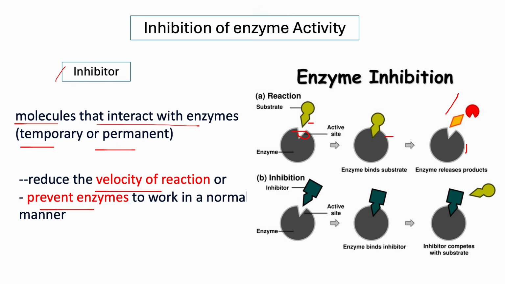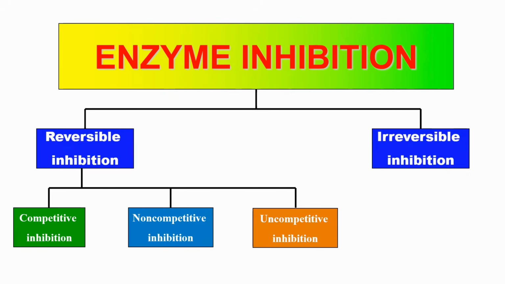And what happens if an inhibitor blocks here, and the substrate can't come into contact here, and then there will be no reaction? This is called an inhibitor. We can classify inhibitors in two ways. One is reversible, another is irreversible inhibition. In reversible inhibition, we can also classify it into competitive, non-competitive, and uncompetitive inhibitors.